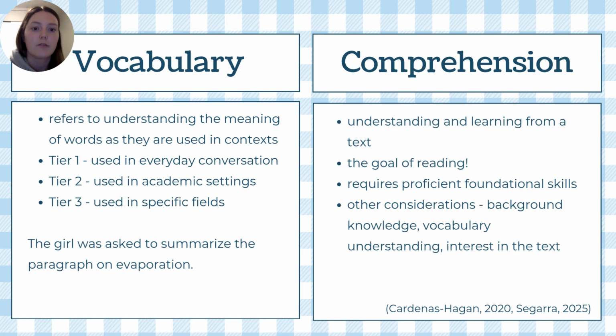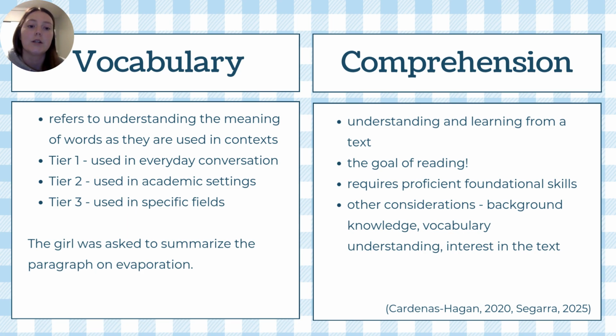So in the sentence that I have as an example, the girl was asked to summarize the paragraph on evaporation. Tier 1 words in this sentence would be girl, asked. Tier 2 words would be summarize or paragraph. And then Tier 3 would be the word evaporation, which is really specific to science.